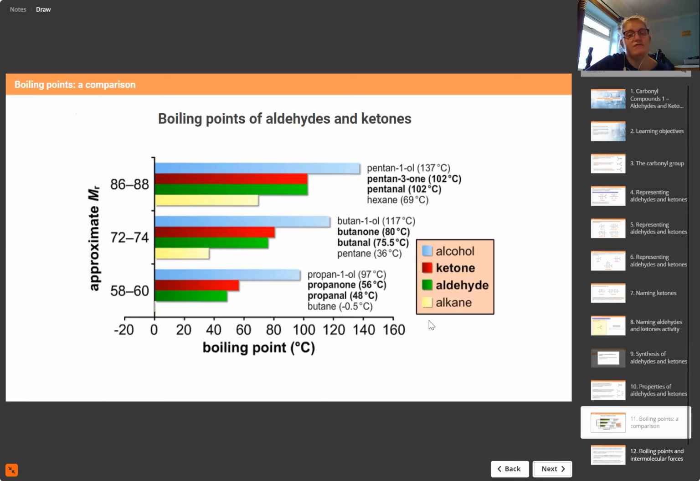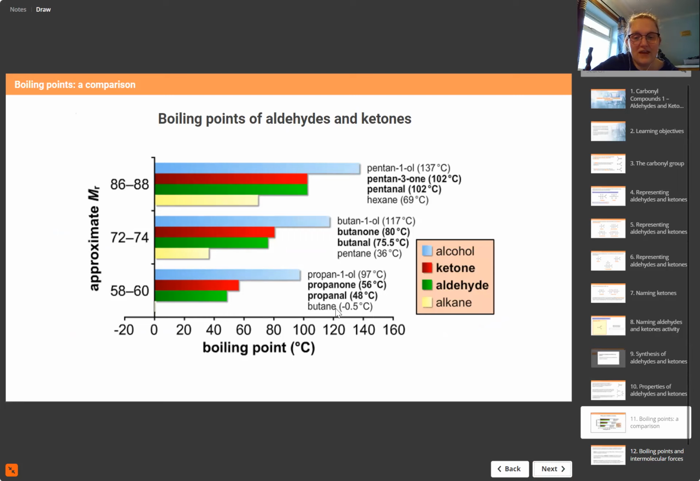So, boiling points of aldehydes and ketones. If we look at their approximate molecular mass, from smaller molecules up to larger molecules, our aldehydes have a lower boiling point, ketones higher, and alcohols the highest. And these actually increase as the molecules get larger.